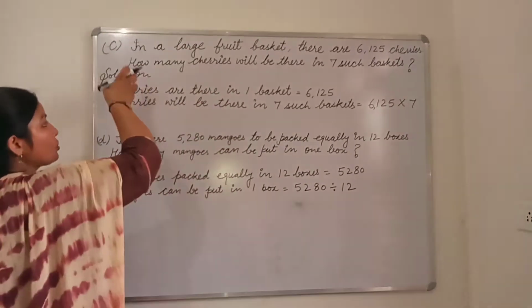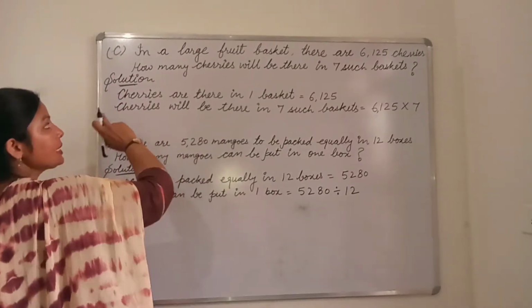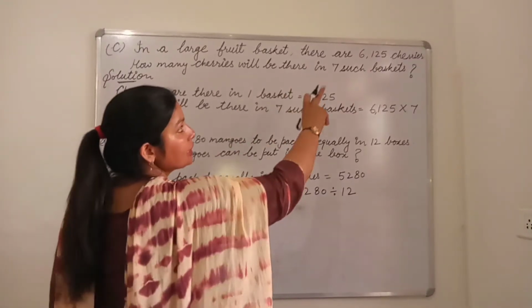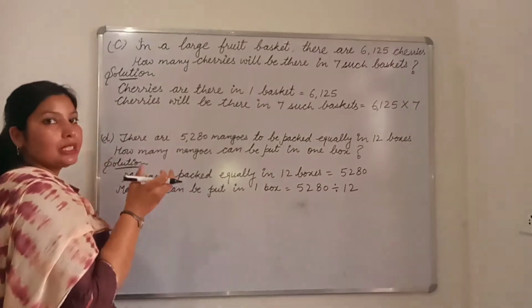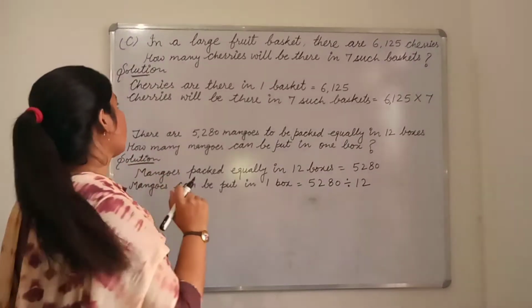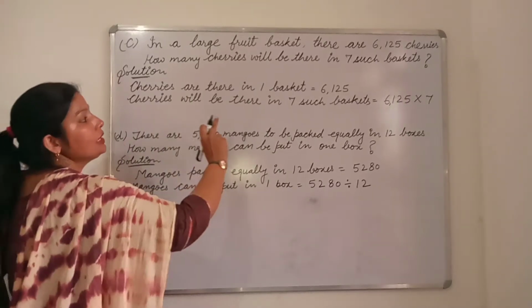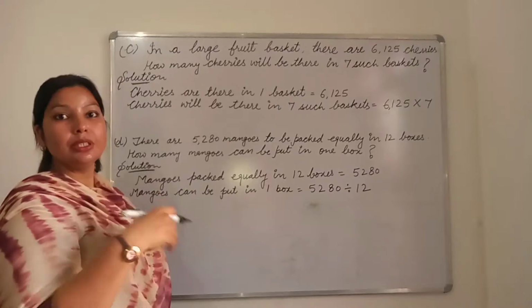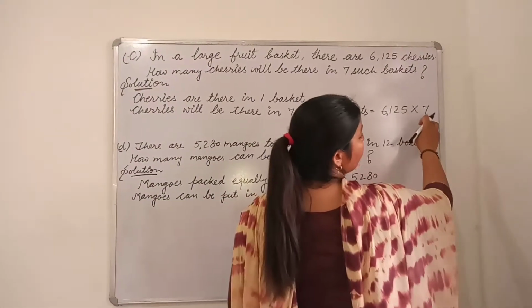So we will start our solution and we should solve with a sentence. So first sentence is there, cherries are there in one basket. How many cherries are there in one basket? 6,125. So these cherries in one basket. Then cherries will be there in 7 such baskets. For the 7 baskets we will do multiplication. So 6,125 multiplied by 7.